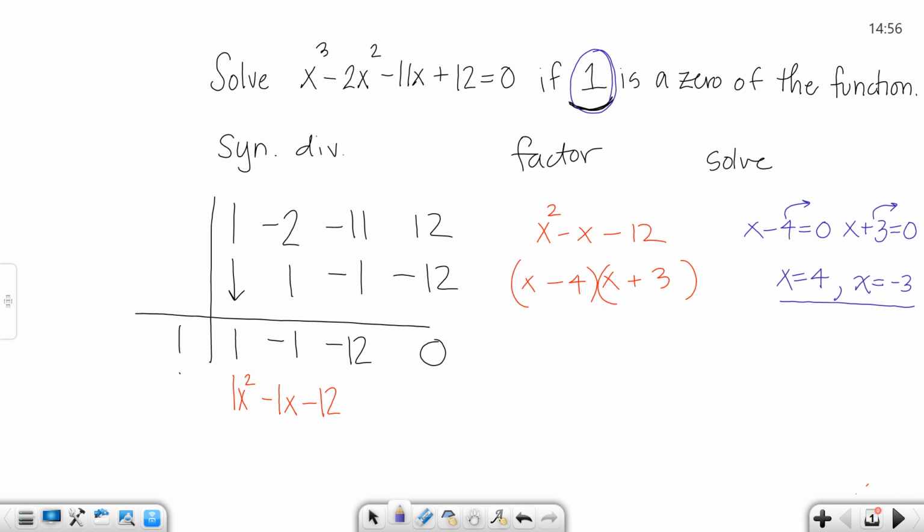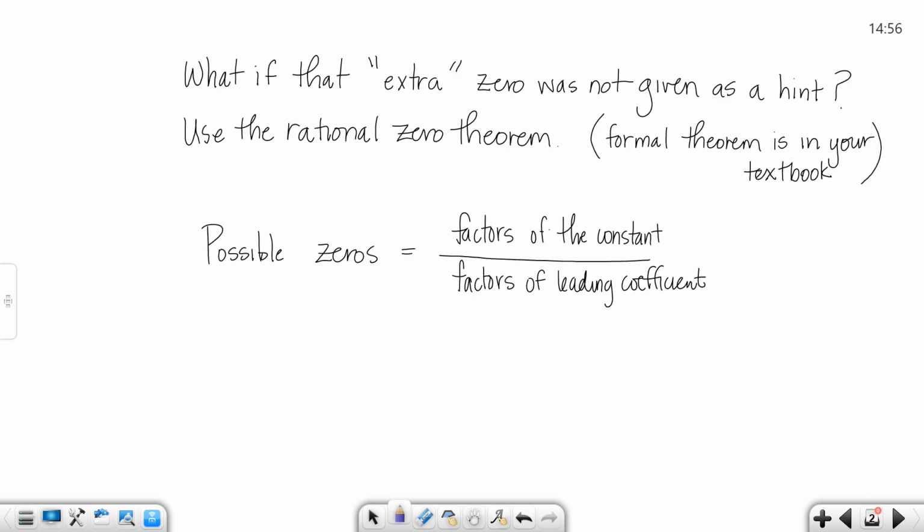Now, in our next example, we need to know what happens if we don't have this hint right here. If I just asked you, please solve this equation, and you don't know where to start, that's what our next example leads into. So if that extra 0 is not given as a hint, we're going to use something called the rational zero theorem.